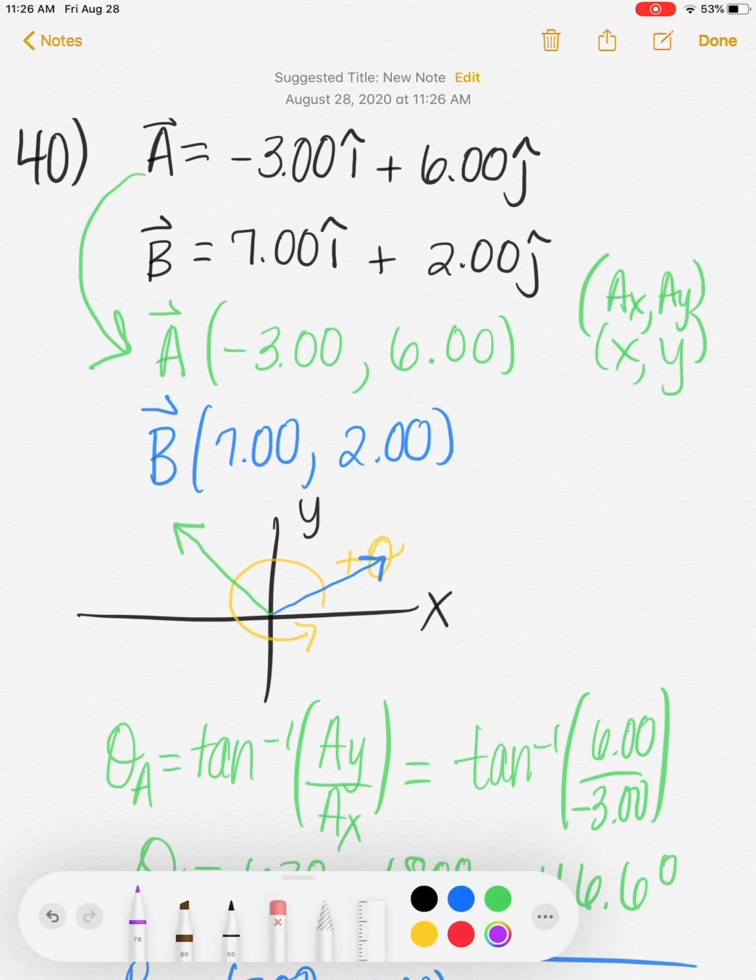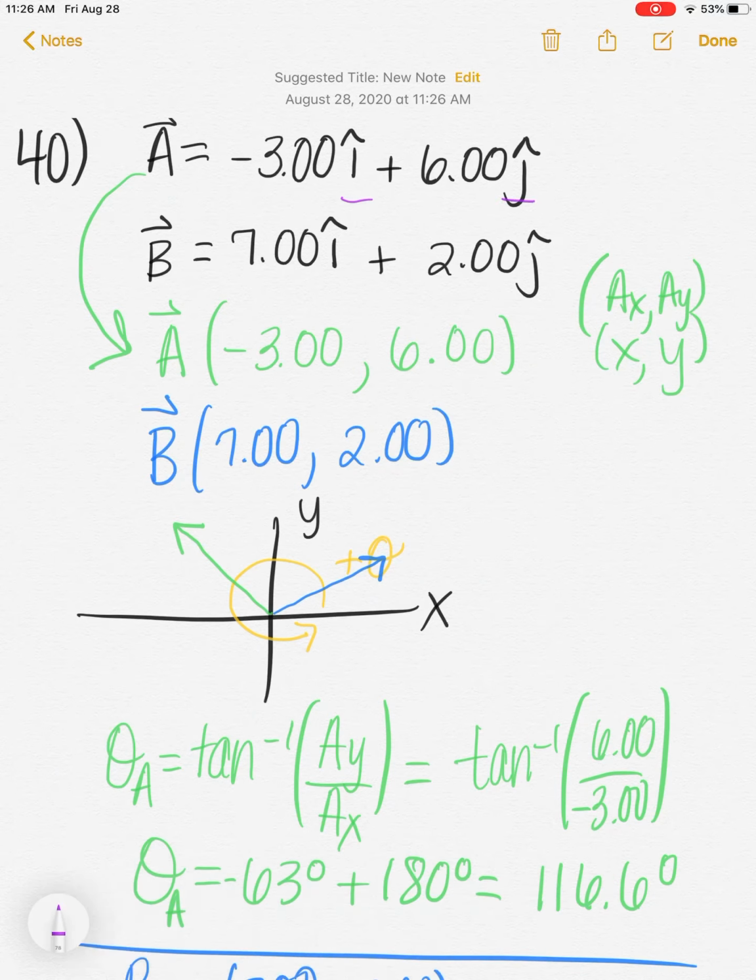On problem 40, you have vector A, which is described as negative 3i hat plus 6j hat, and then vector B, which is 7i hat plus 2j hat. It's important for us in this solution to realize what i hat and j hat really mean. We're more familiar with writing Cartesian coordinates, x and y, so the A vector can actually be described as negative 3, 6, because the i hat is the x component and the j hat is the y component. And if we follow that same logic, then vector B is going to be 7, 2.